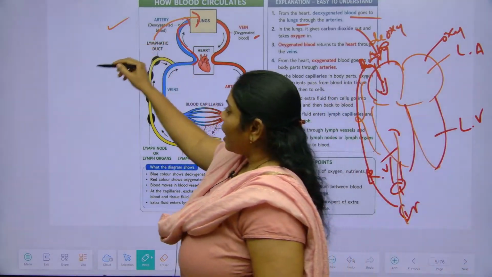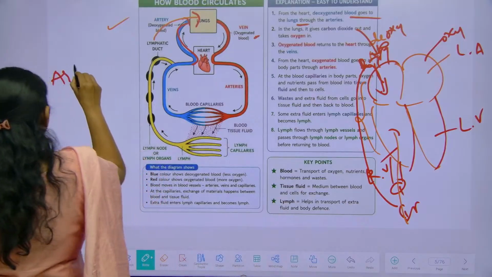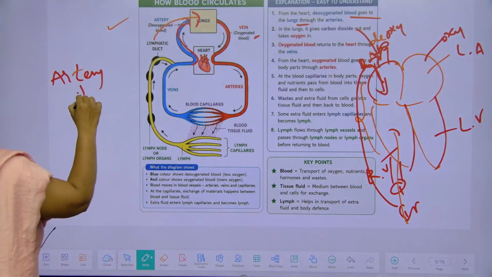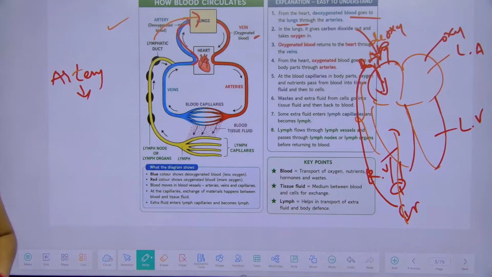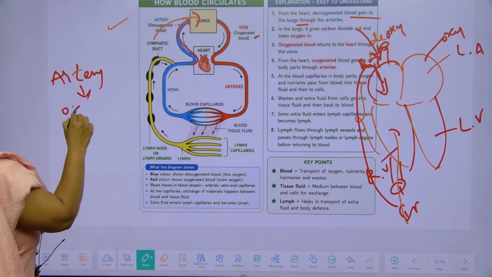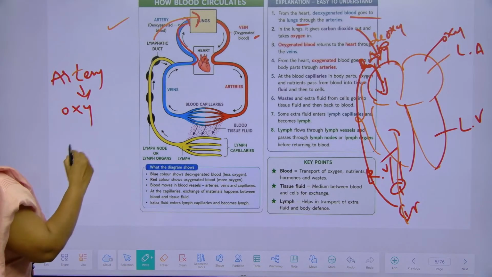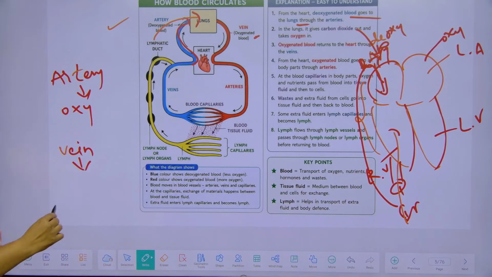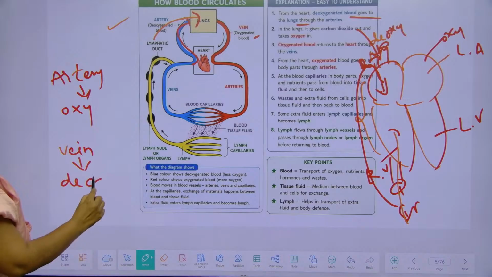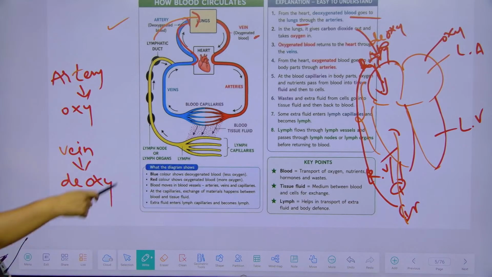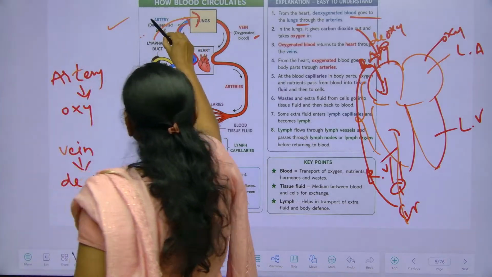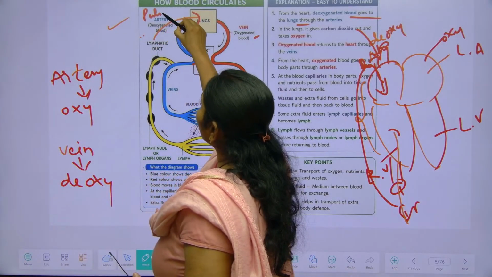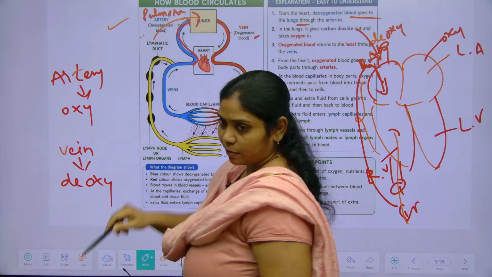Pulmonary artery. As you all know, arteries carry which kind of blood? General arteries carry oxygenated blood, right? And what are veins carrying, which type of blood? Deoxygenated blood. But here, while it is coming to the lungs, deoxygenated blood is carried by the pulmonary artery.